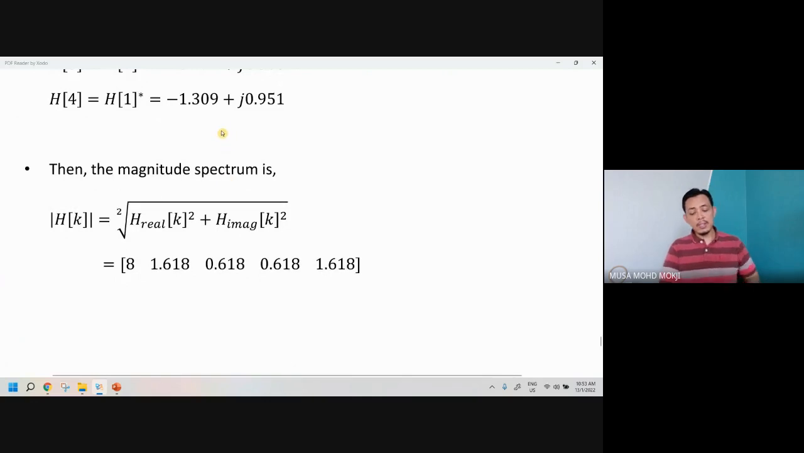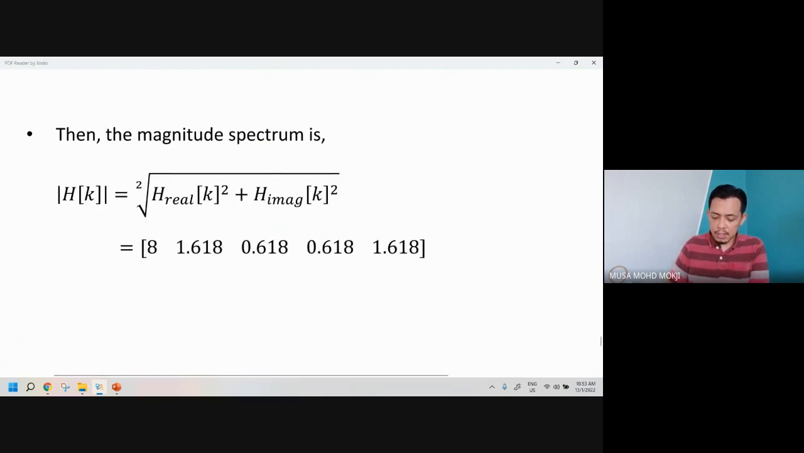And then because everything is in complex value, the magnitude, we already know this, is the real squared plus imaginary squared, right? So just do that 1 by 1, so we get 8, this is 1.618, and this is actually the same thing. Actually, this is the symmetry line.